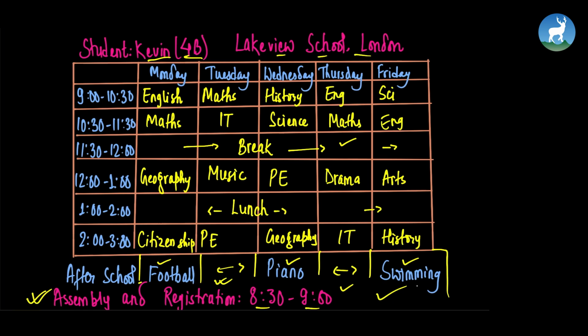So here are some things to be noticed as we have already discussed the routine. What class is Kevin in? Kevin is in grade 4B. What lessons does he have on Tuesdays? On Tuesdays he has maths, IT, music and physical education. What lessons does he have on Sunday? Does he have any lessons on Sunday? No. Their school runs from Monday to Friday, so he does not have any lessons on Sunday. How long is the lunch break? We have already discussed it, so it's an hour long. What day is the piano class on? The piano class is on Wednesday.